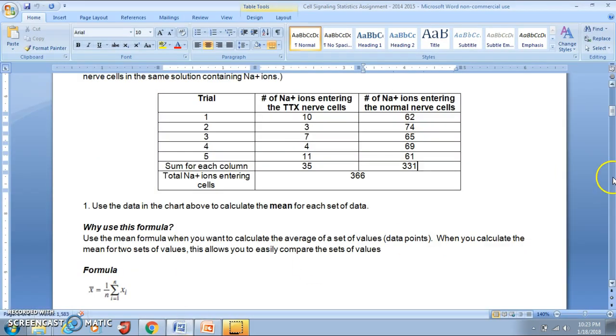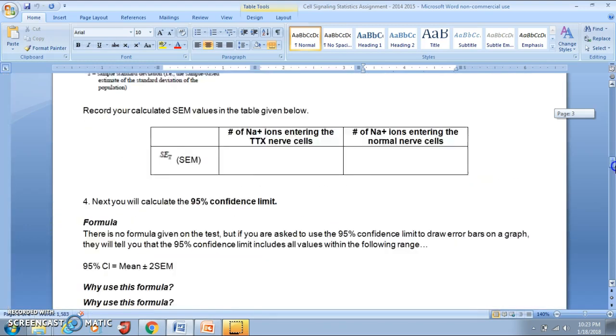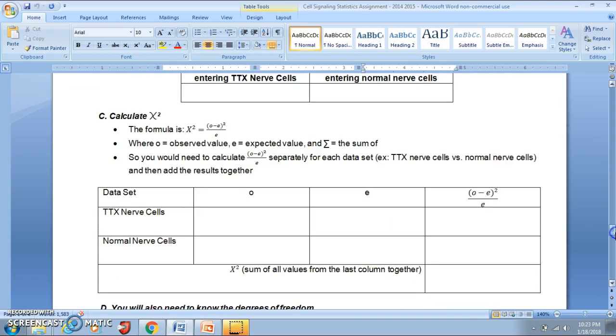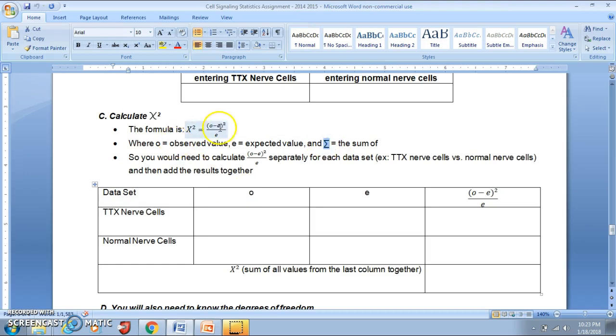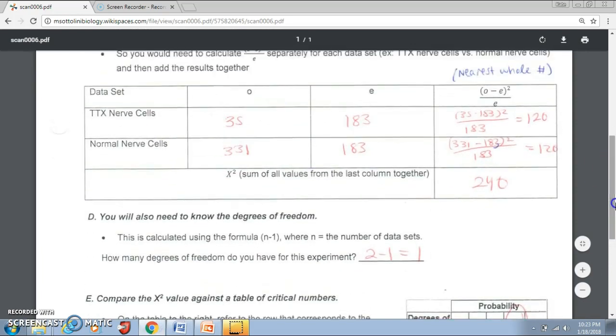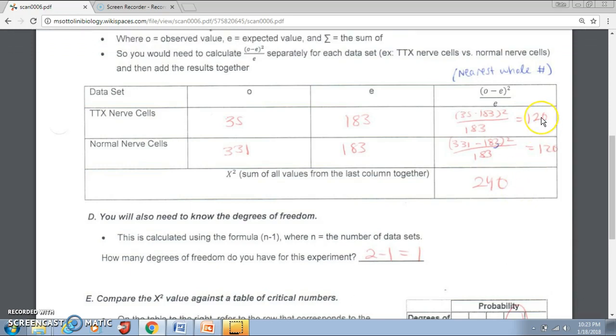Now, I did have something missing from the chi-square equation on your worksheet. It should say that chi-squared equals this epsilon symbol, which means the sum of (O minus E) squared over E. So we have to add our (O minus E) squared over E values for the TTX nerve cells and our normal nerve cells together to get our final chi-square value. So that would be 120 plus 120, which is 240.